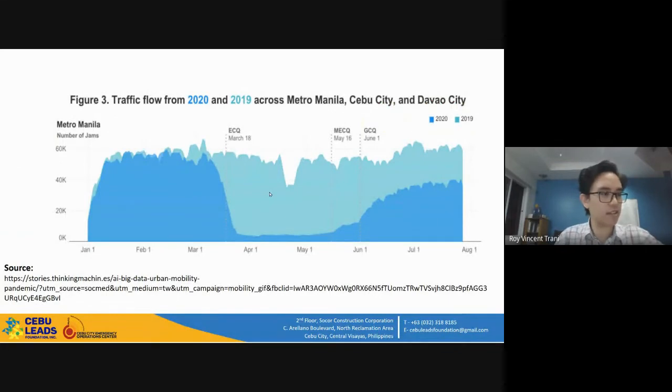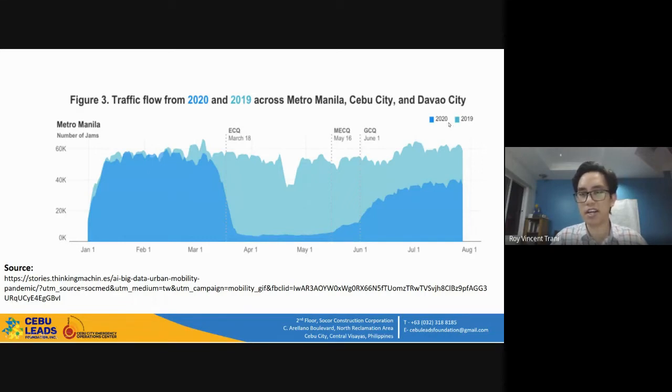What time is it? I'll just wrap this up very quickly. So before the pandemic, in light blue, this is 2019. You see most of the traffic flow is around 60,000. No, this is the number of traffic jams, about 60,000 per month. So this is January, February. This is the year 2019 in light blue. In dark blue is the year 2020.